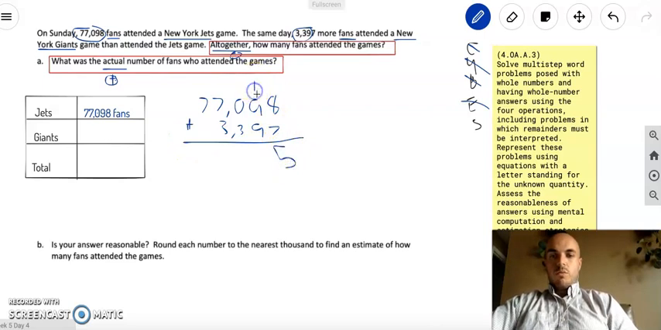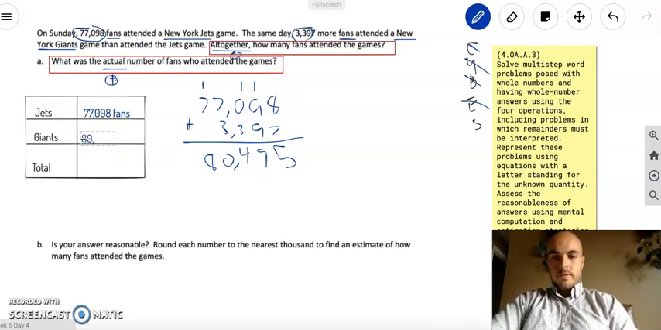8 plus 7 is 15. Carry the 1. 1 plus 9 is 10, plus 9 is 19. Carry the 1. 1 plus 3 is 4. 7 plus 3 is 10. 1 plus 7 is 8. Okay, so there were 80,495 fans at just the Giants game, which is awesome.